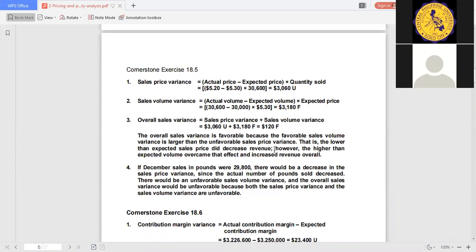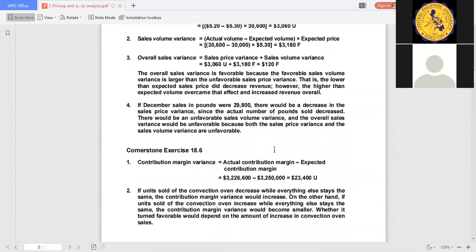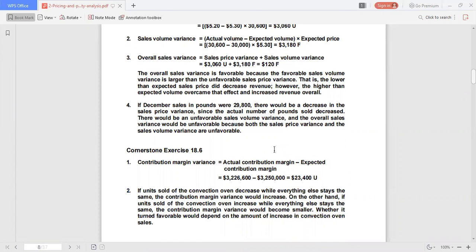So that's now for requirement number 4 of exercise 5. Now we go to the next problem, contribution margin variance. Now the company produces and sells two types of countertop ovens, the toaster oven and the convection oven. Now we are given the budgeted amounts and the actual amounts. By the way, again, budgeted would refer to the expected amounts, and of course, we have the actual amounts.